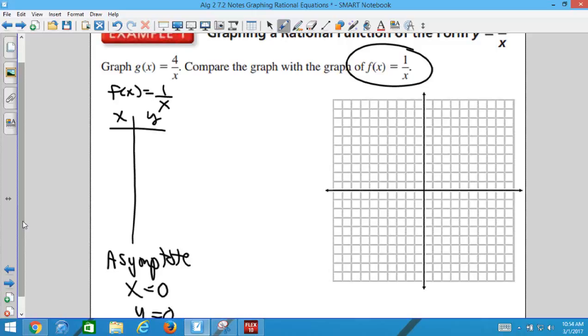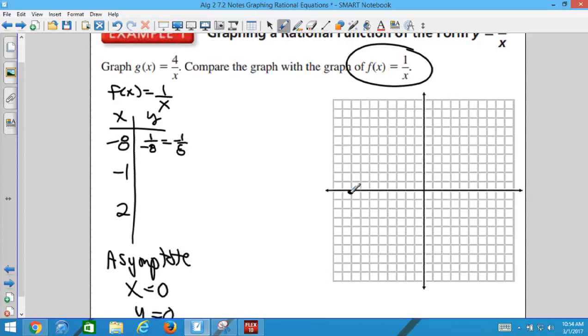Let's plug them in. Give me a number. Negative 8. What happens if I plug in negative 8? 1 over negative 8. Well, that's kind of hard to graph. Are we able to put decimals on? Totally. We'll do that after we fill those out, then I'll talk about the decimals.